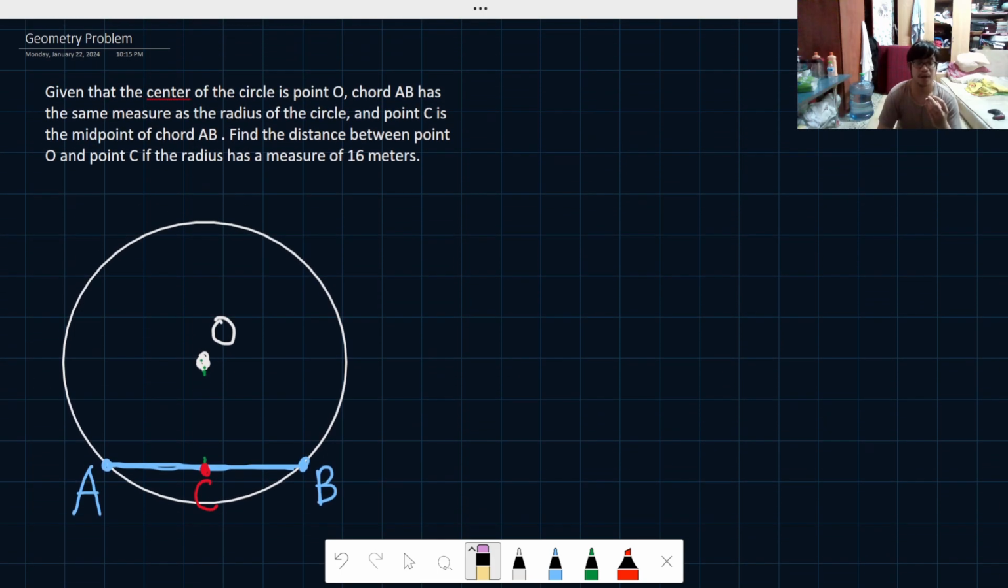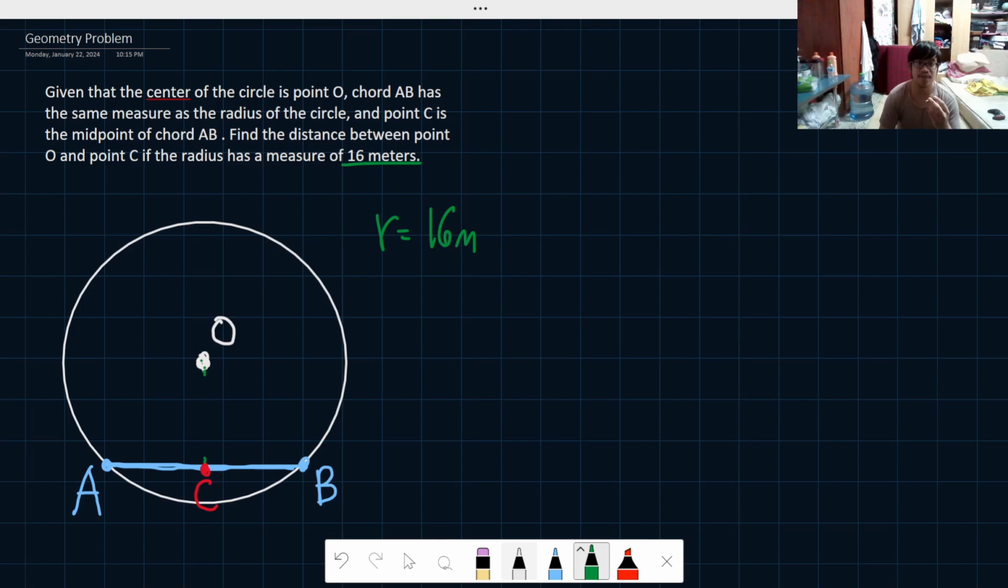Now here we have point C as the midpoint of chord AB. Basically, between A and B, there is a middle point which is C. So now we have a given radius which is 16 meters. All right, we have R as 16 meters.